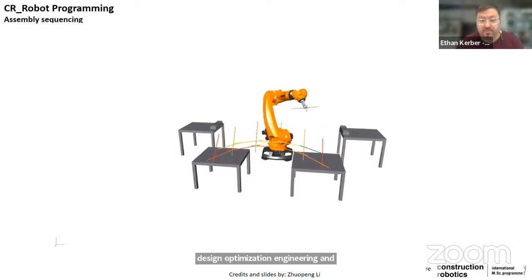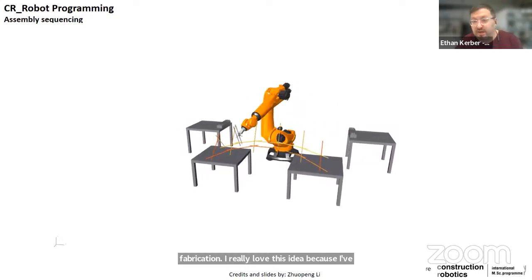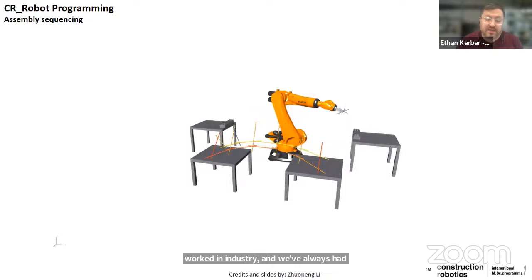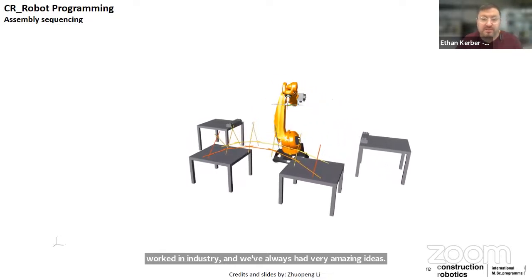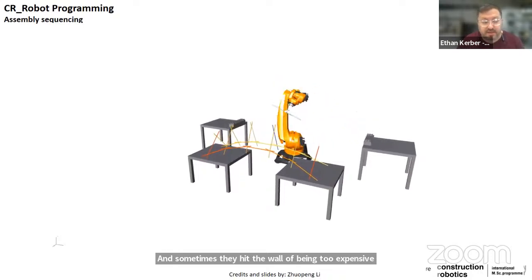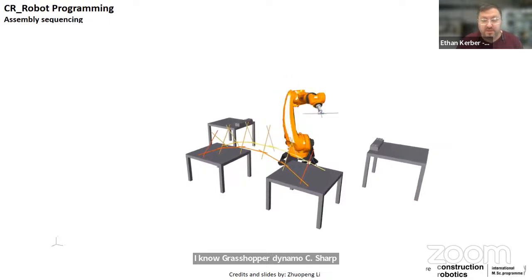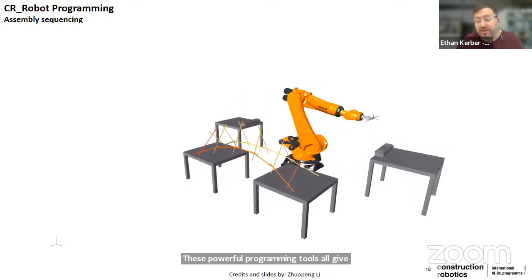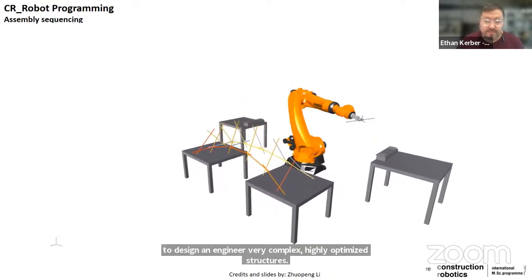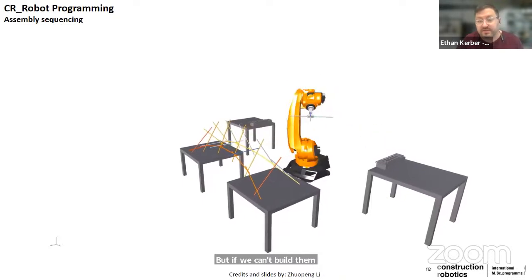I really love this idea because I've worked in industry and we've always had very amazing ideas, and sometimes they hit the wall of being too expensive to fabricate because all the designs are mass customized. Rhino, Grasshopper, Dynamo, C#, these powerful programming tools all give us the ability to design and engineer very complex, highly optimized structures. But if we can't build them effectively and efficiently, then sometimes they don't get realized, or at least they're not cost effective to realize.